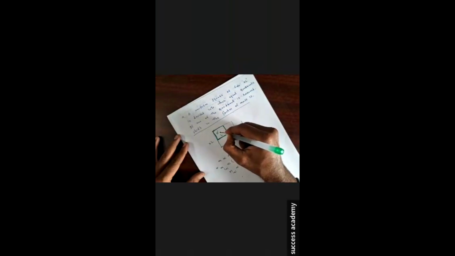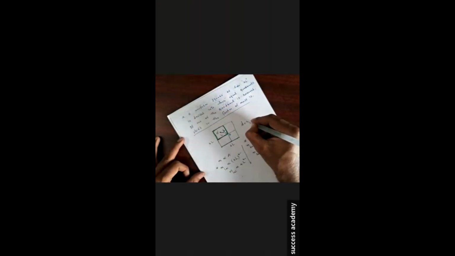This is the removed part now. So the removed part's center is this one, O dash. I need to calculate this. The distance between O and O dash is a small d. So d is equal to O O dash. I need to calculate O O dash.